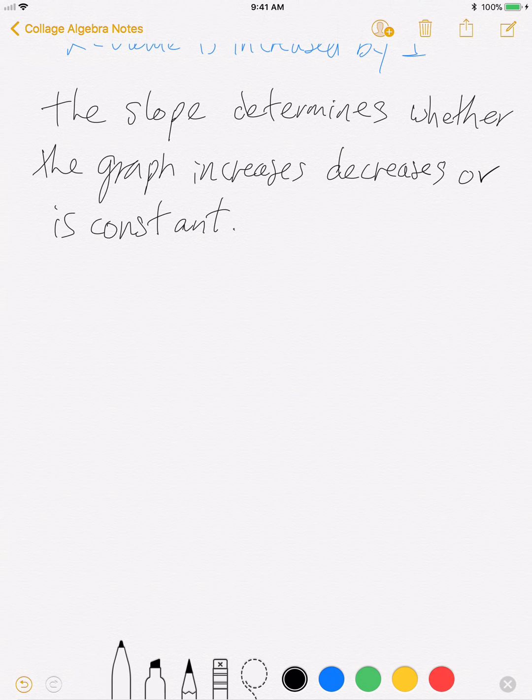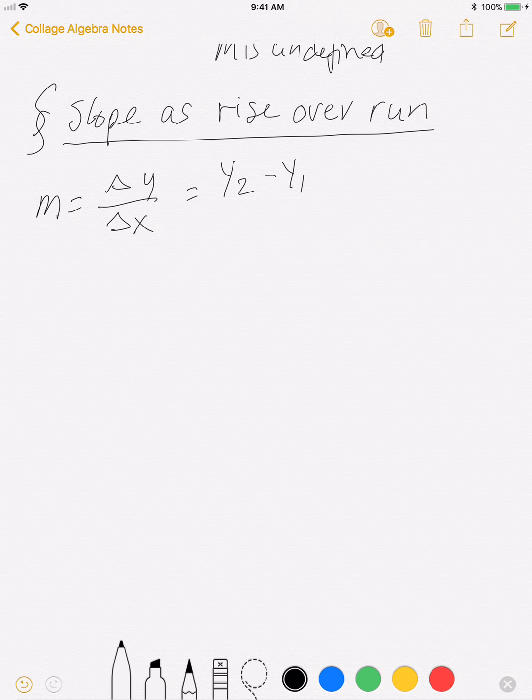The next definition of the slope is the slope as your rise over your run. Now this right here is the classic definition of the slope, and the one that most people are accustomed to. Here, the slope is given by the change, or the delta, in y over the change in x. And that is physically done by subtracting the two corresponding y values and then dividing by the subtraction of the two corresponding x values.